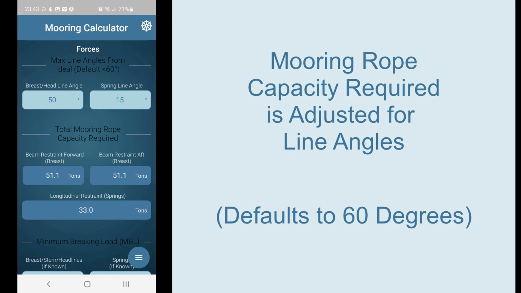Mooring rope capacity is then reduced by inputting the angle of the moorings from the ideal, which for breast lines is perpendicular to the ship, and for springs in line with the ship. If no angle is input, the app defaults to 60 degrees, at which point the mooring effectiveness is halved. Larger angles are inadvisable and so are not permitted by the app.